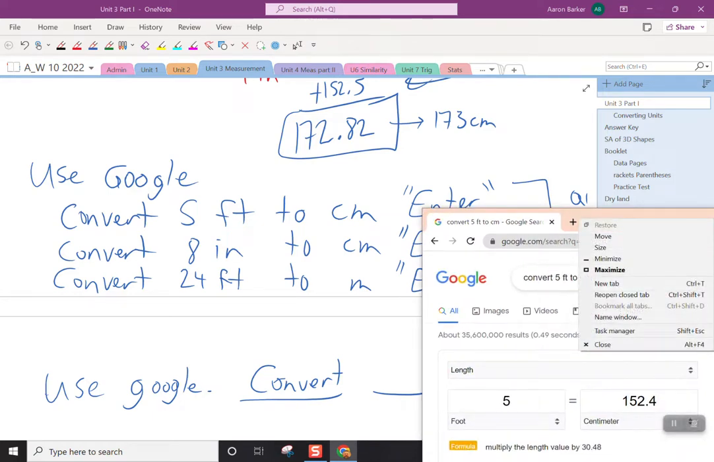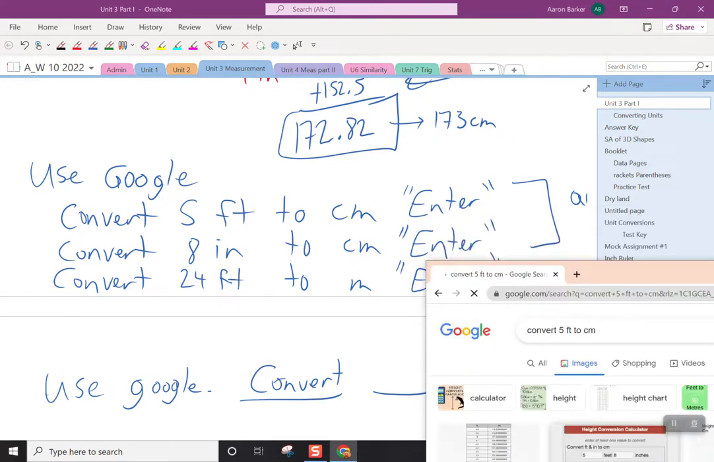Okay, 152.4. So then you can write that number down. Correct? Yes, correct. So then you go back here, get out of here, close. I don't want that. No. Oh, I think I did my computer in. I think it's done. Oh, there we go.